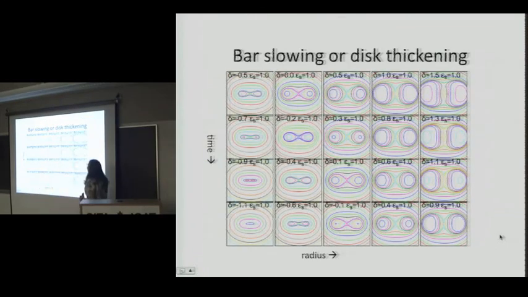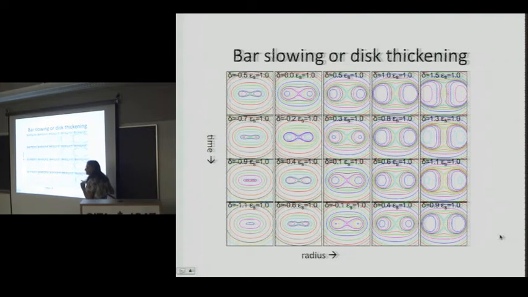Okay, so the other thing that can happen is the bar can slow down or the disk can thicken. If you go along these level curves, if you start off with something, you either slow down the bar or thicken it while keeping the same strength. Then you go from one to the other. But the thing to notice is if you start off on this side, in a circular or non-circular orbit in the plane, then the planar orbits disappear.